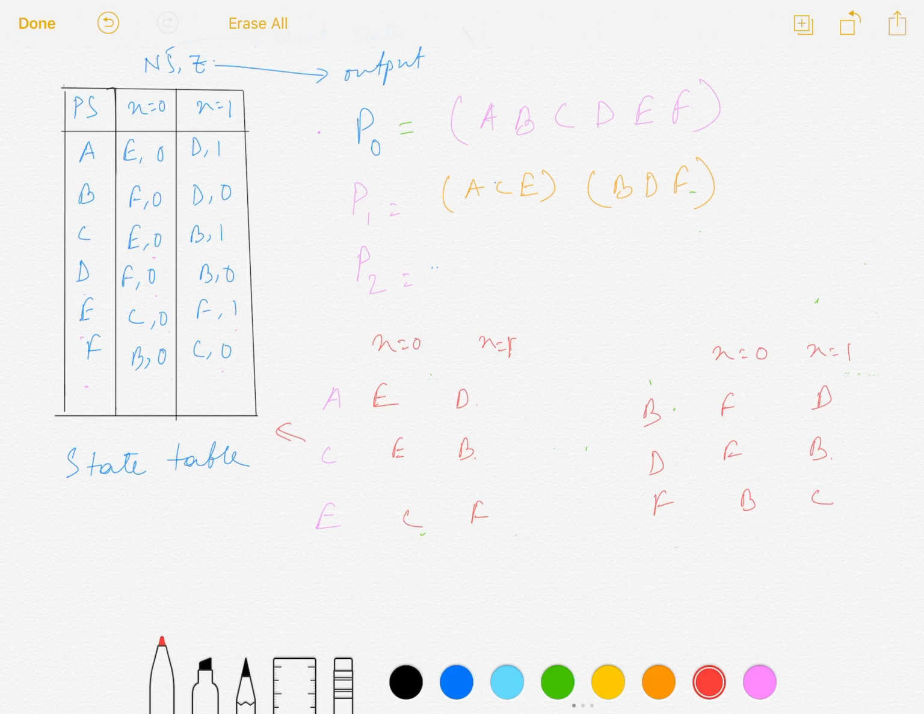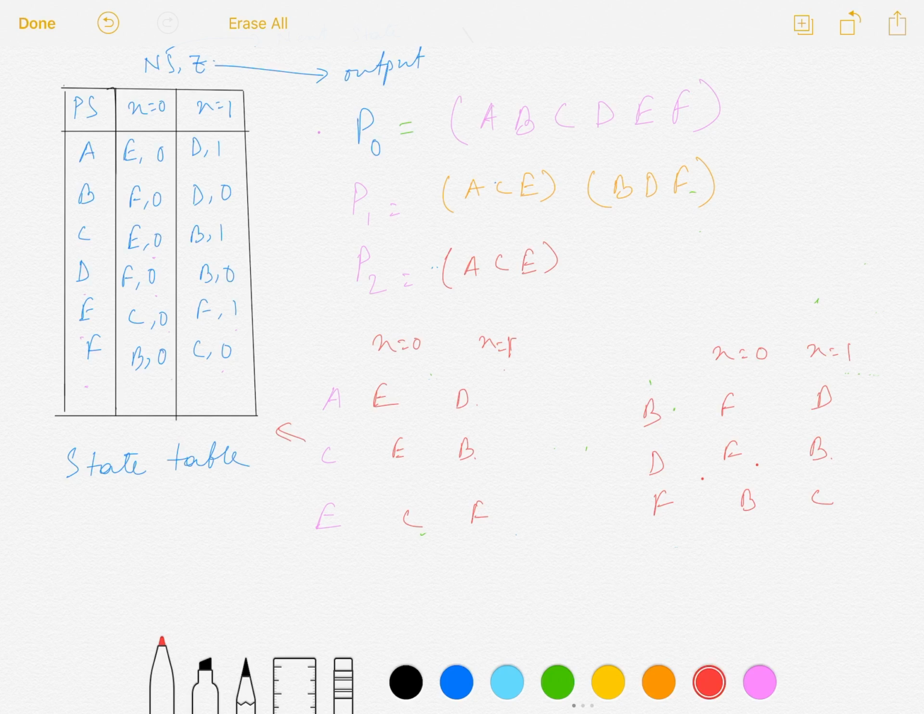Now, look at this, A, C, E, which are in the same partition in P1, are producing the next states E E C at x equal to 0. Now, I have to check whether E E C are in the same bracket in my previous partition, P1. Yes, they are in the same bracket. If they are in the same bracket, then don't do anything. Next, try for x equal to 1. At x equal to 1 also, the next states are D B F. Whether D B F are in the same bracket in my previous partition, yes, they are in the same bracket. So, A C E will remain within the same partition for P2 also.